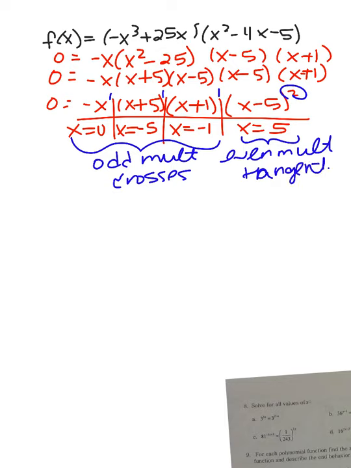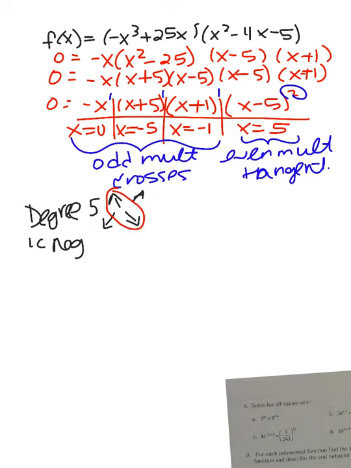Okay, so remember I want the degree so I can see what's going to happen at the ends. So my degree is 5. So it's going to be up, down, or down, up this way. My leading coefficient is negative, so it's going to be this one here.